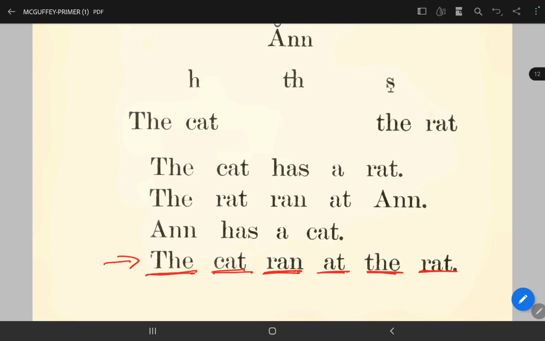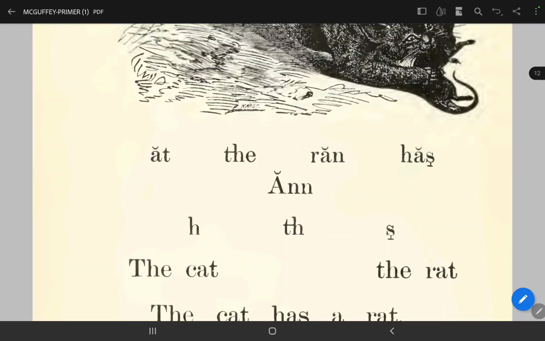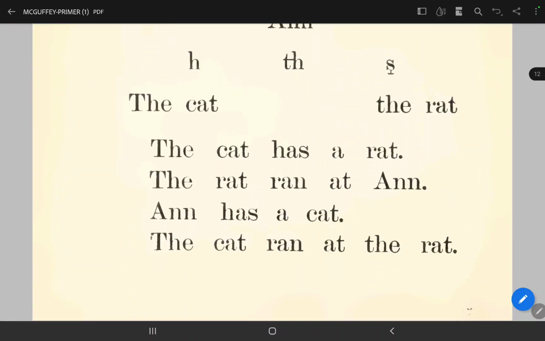So how did you do with those sentences? Try to take some time now and read them on your own. And then go back to the beginning of this lesson. Read your sight words, read your elementary sounds, and read these sentences. See if you can do it all on your own. If you have any trouble, remember the sounds, the elementary sounds, and sound each word out until you can read it correctly. Well, that's the end of Lesson 2 of the McGuffey's Eclectic Primer.